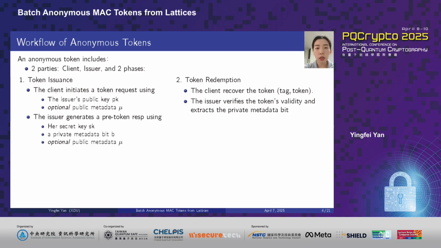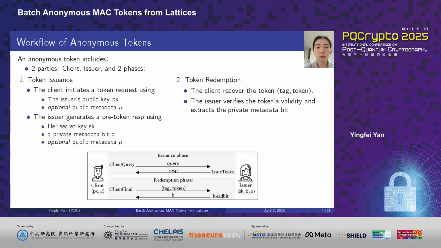Now the token redemption phase. The client converts that pre-token into a final token to use it while logging in to some website. The issuer, or the verifier holding a secret key, verifies the token by reading that hidden metadata bit. If the token is valid, the issuer can extract the private bit with her secret key. The optional public metadata makes things flexible. Services can add content like time limits without breaking anonymity.